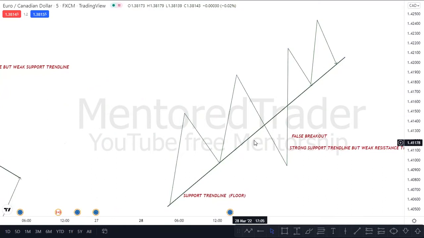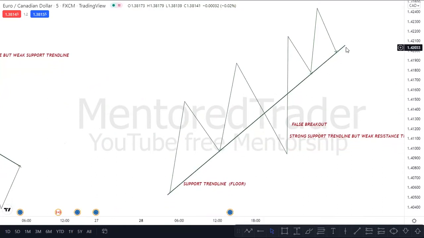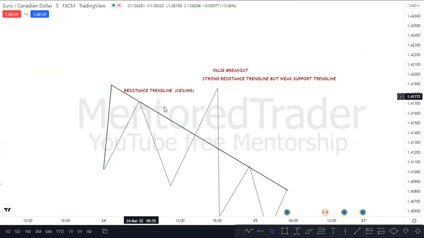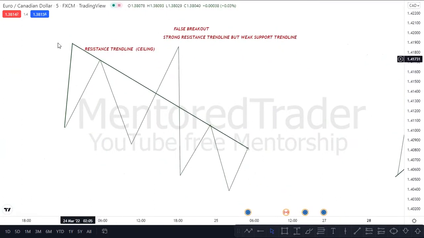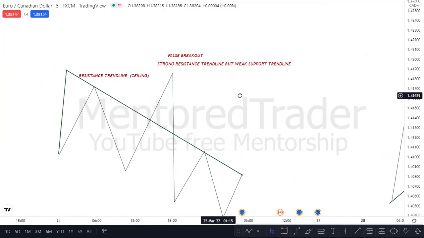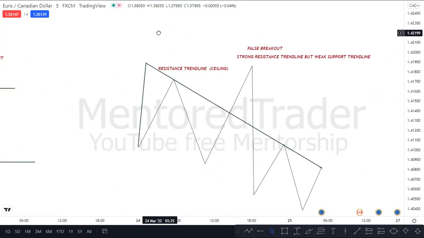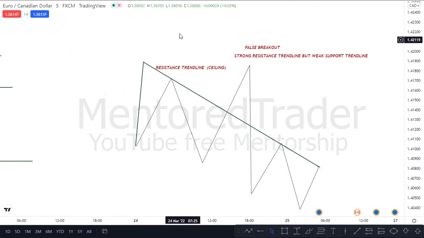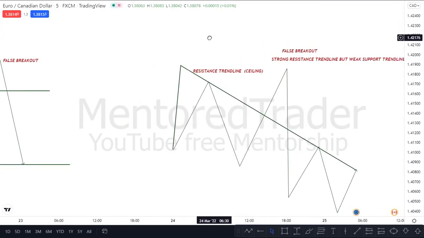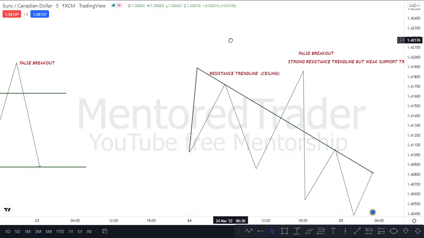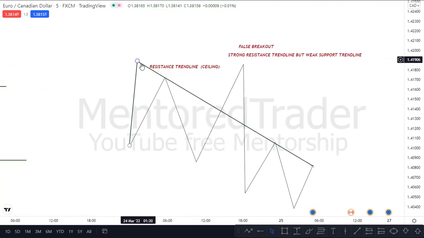In an uptrend we mark the lows, higher lows. In a downtrend we mark lower highs. This is how we put the support and resistance trend line. Before we go on, let me give a disclaimer: I want to assure you that not every level will respect a trend line.